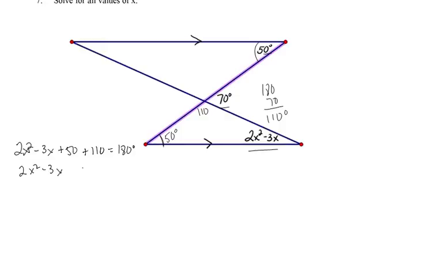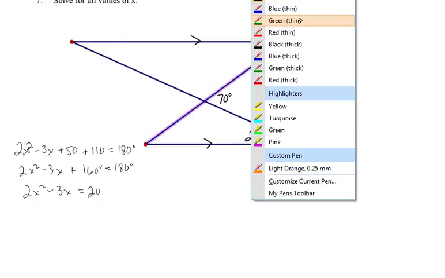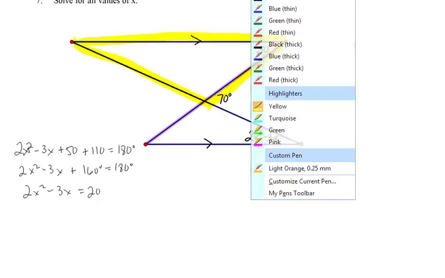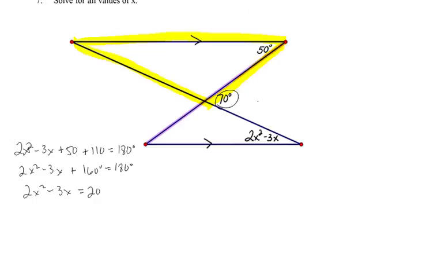Simplifying that, we get 2x squared minus 3x equals 20. Okay. Now, is there any other way to find that information maybe a little bit faster? Well, if you recall that theorem, it's really a corollary of the triangle sum theorem, where the exterior angle of a triangle, and the triangle that I'm talking about right now is here. The exterior angle of a triangle, I'll call 70 the exterior right now, is equal to the sum of the two remote interior angles.